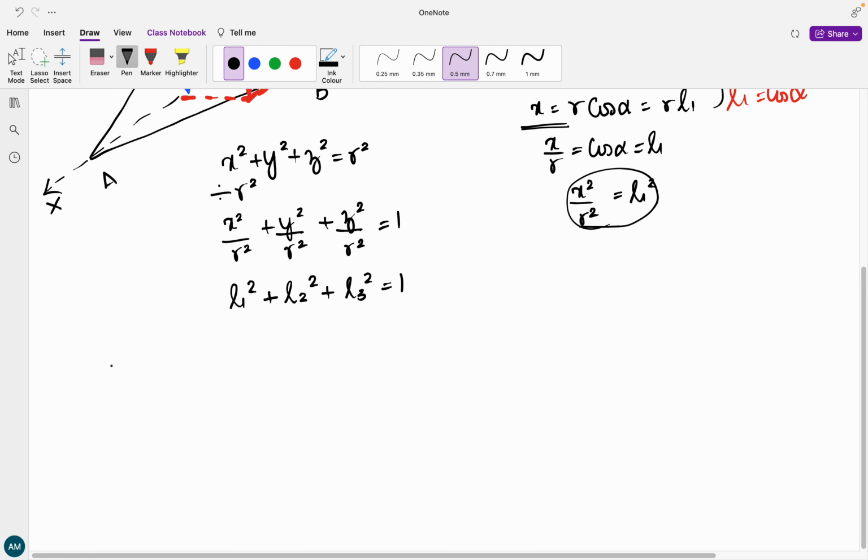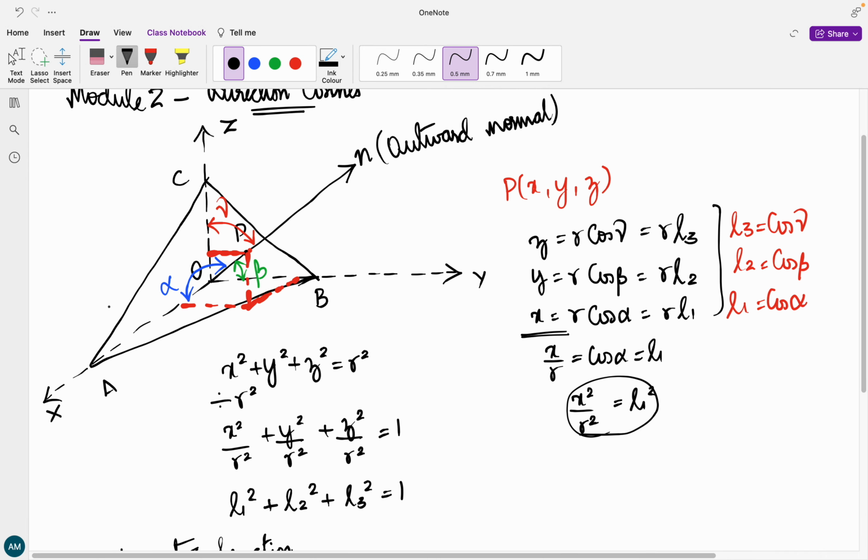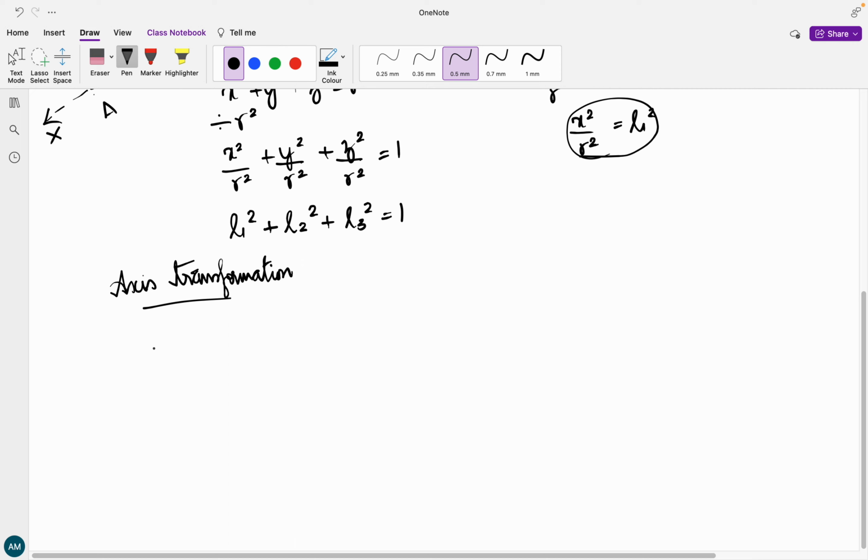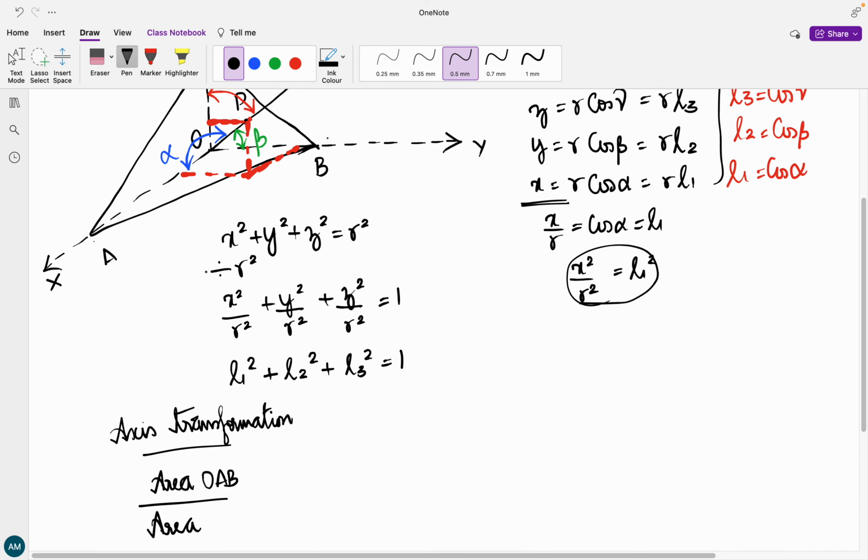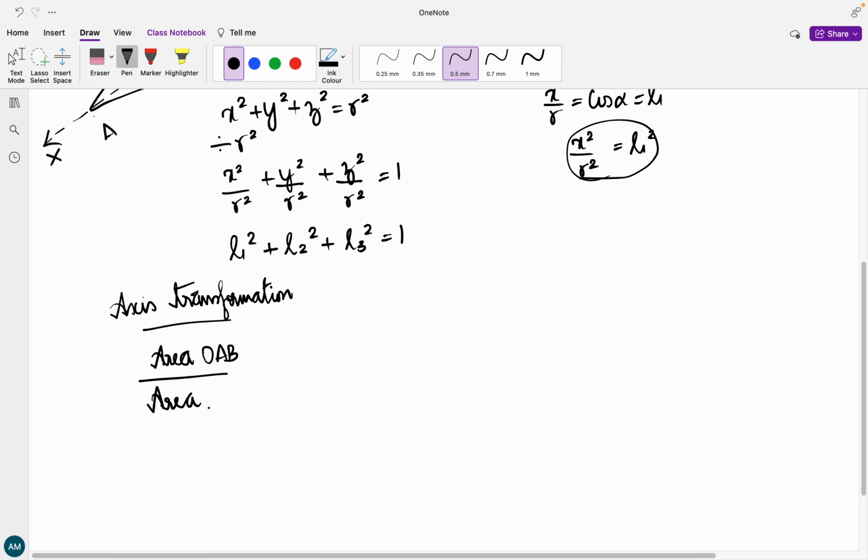The next topic is the transformation of axes. I'll continue with this because we are going to consider the same diagram or the figure that is drawn. So you have O, A, B. I'm going to consider the plane in XY. I can write area of OAB by area of entire plane ABC is equal to cos gamma or L3.